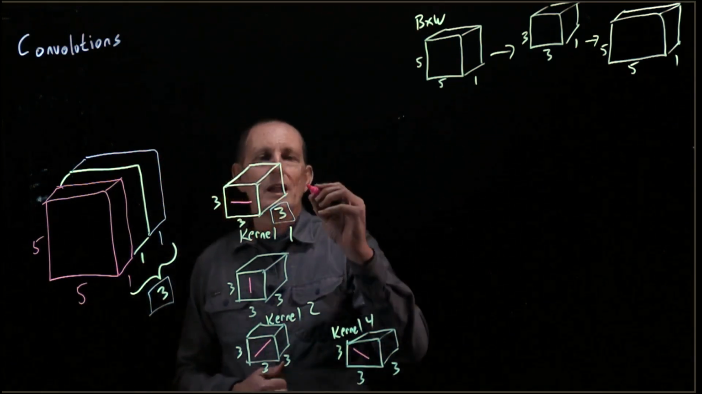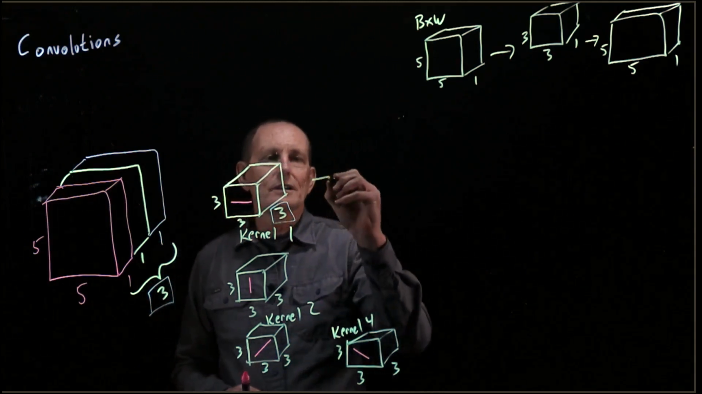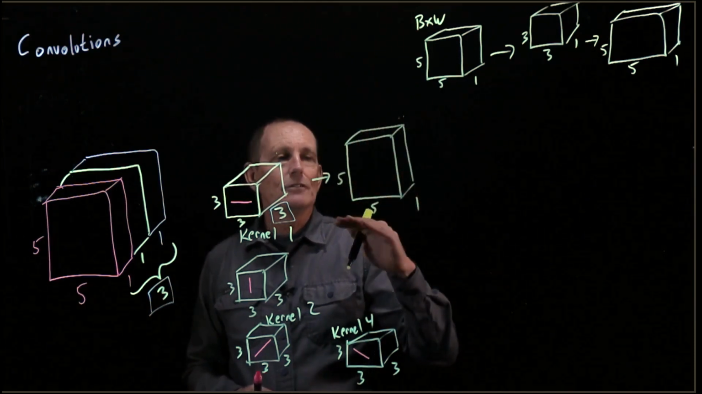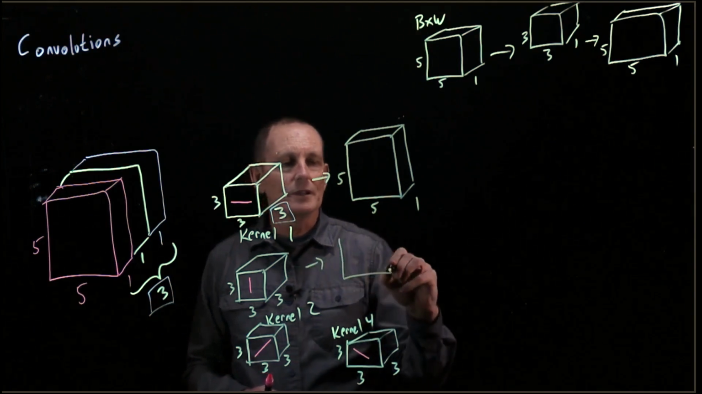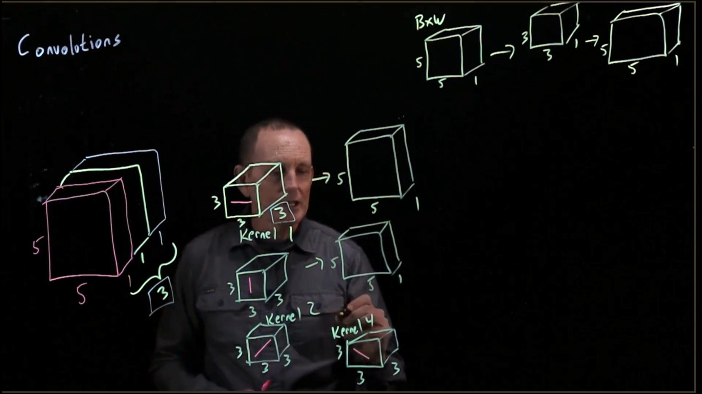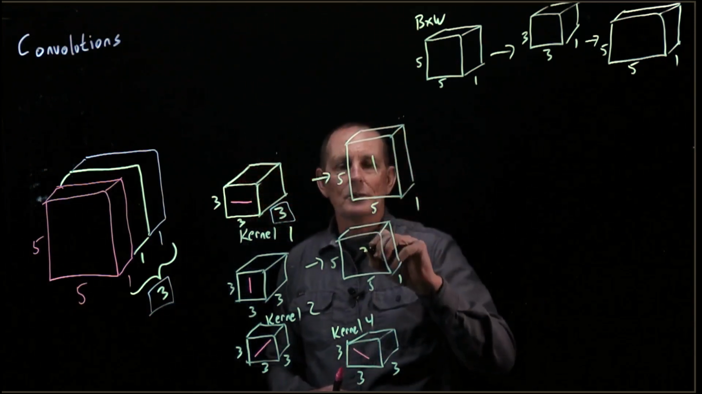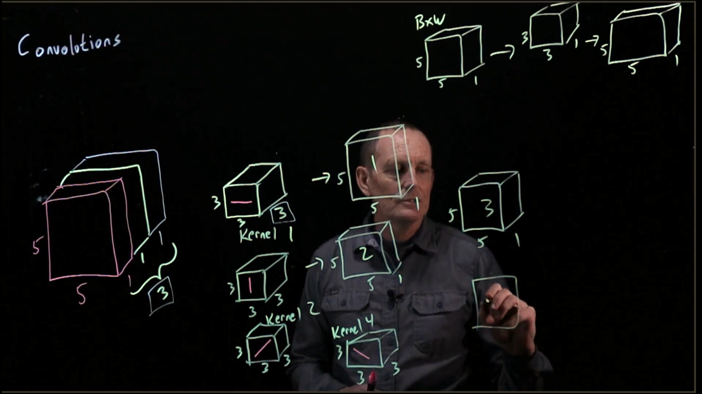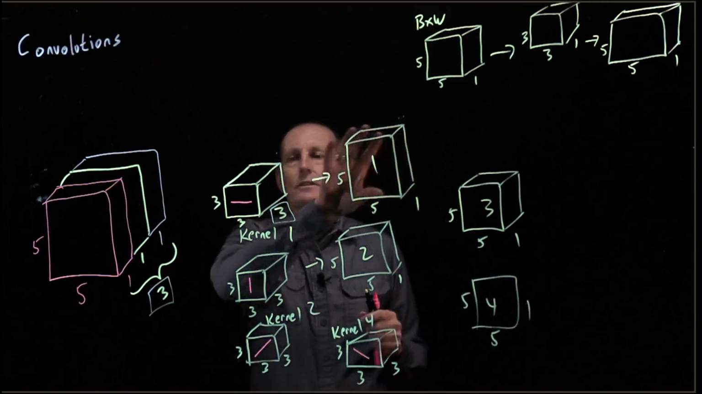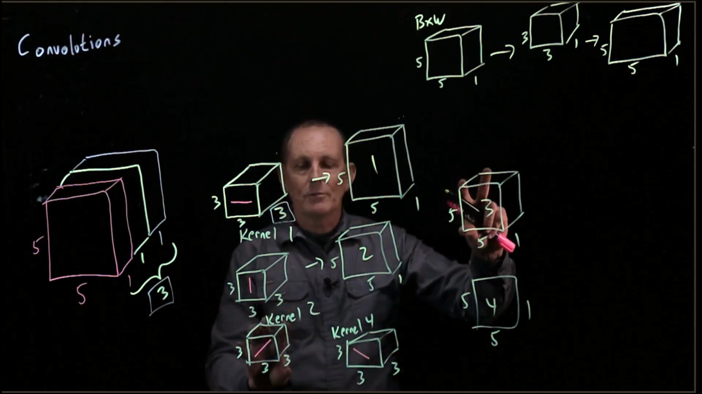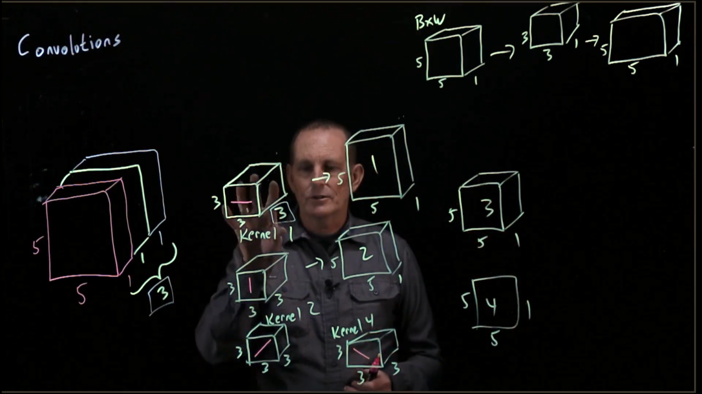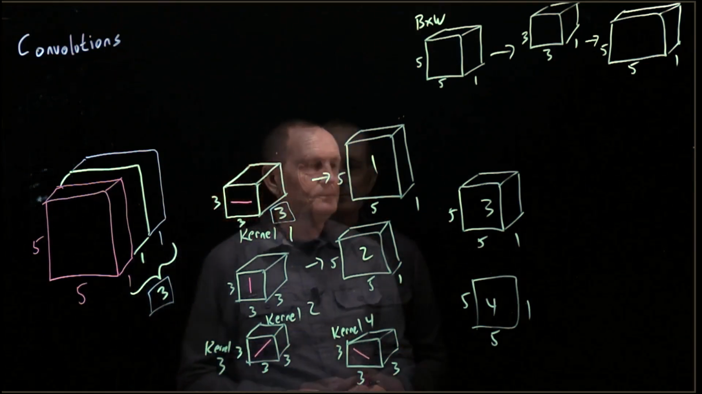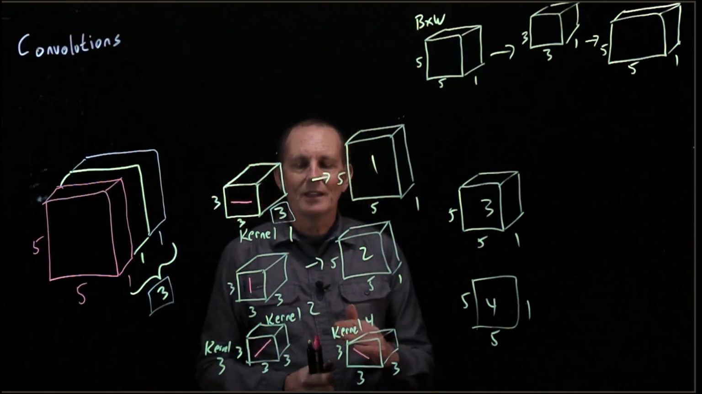Each of these is going to come up with an output. This is not to scale, but this is going to be a 5 by 5 by 1, and this is the output from kernel 1. We're going to get an output from the second kernel, 5 by 5 by 1, and then two more outputs, 3 and 4. This one comes from the first kernel, this one from the second, this one from the third, and this one from the fourth. I didn't bother putting a label on this one, so let's just call this kernel 3, and then kernel 4. And that's what they do: horizontal, vertical, upward sloping, and downward sloping.